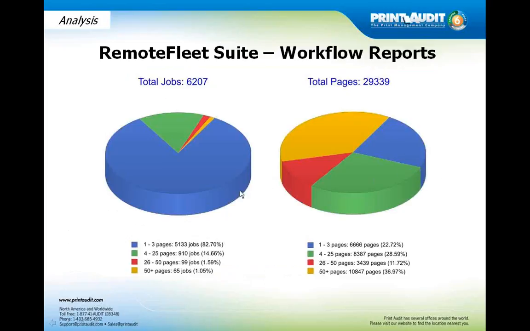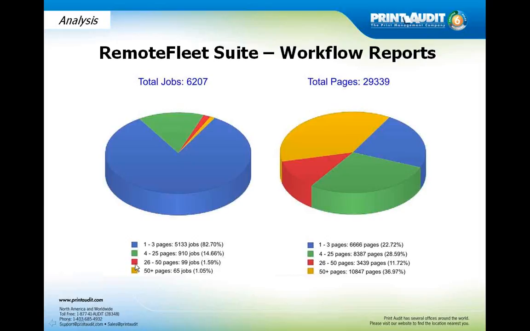However, let's just see what the implications are here, because that 1 to 3 pages makes up 80% of all the jobs in the environment. We'll look at the volumes on the other side. Those 80% of all the jobs make up 20% of the volumes. It's that old 80-20 rule again, right?